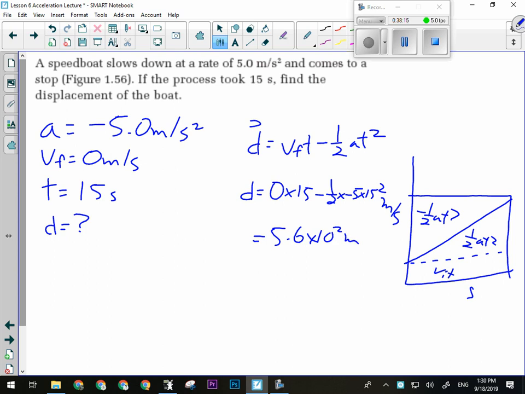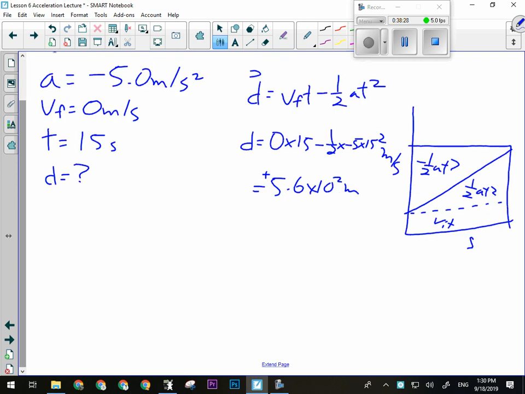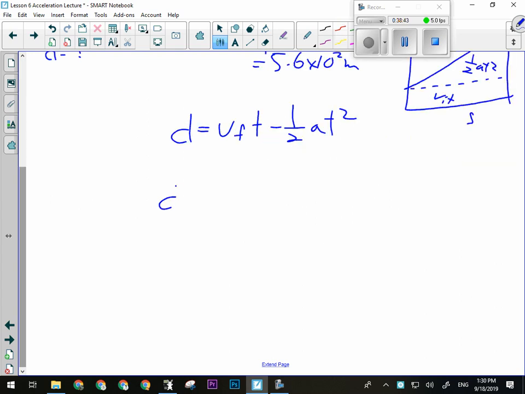And they don't really give us a direction there, so we could say positive or forward. Manipulation of this formula is basically the same as the last one. If I want to solve for A, what do I have to do to VFT? Subtract it. It's positive on this side. So I'm going to go D minus VF times T equals negative 1/2 AT squared. The negative stays there.